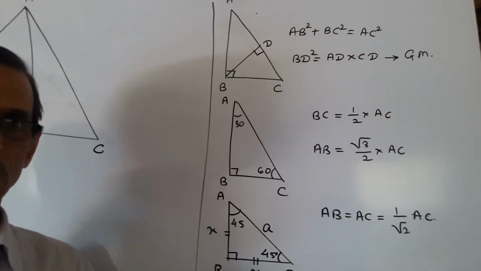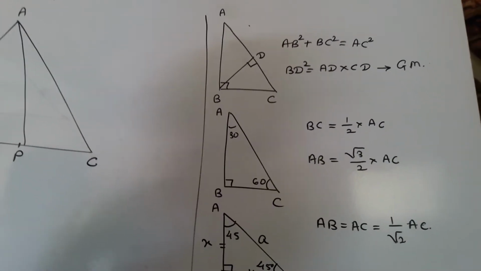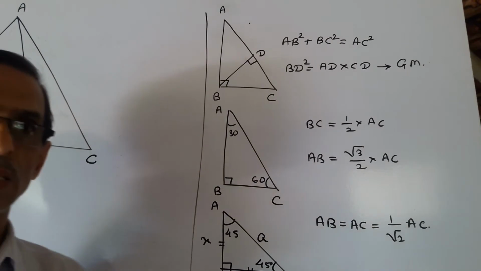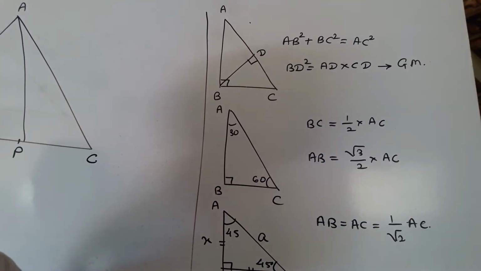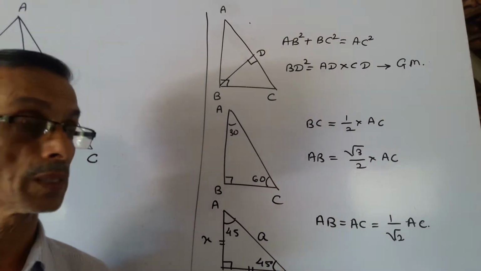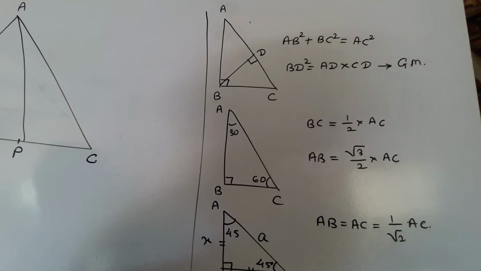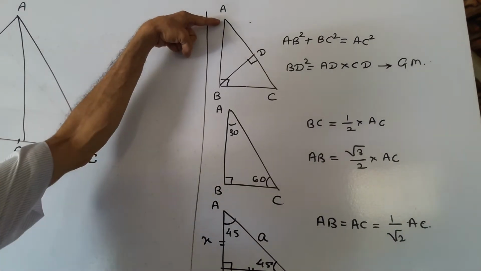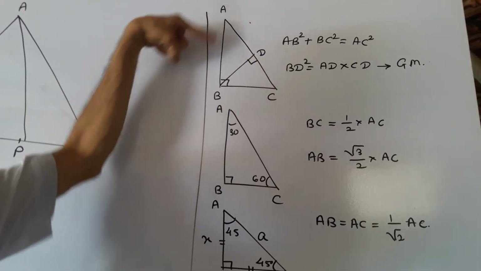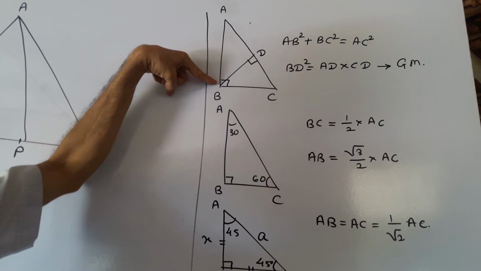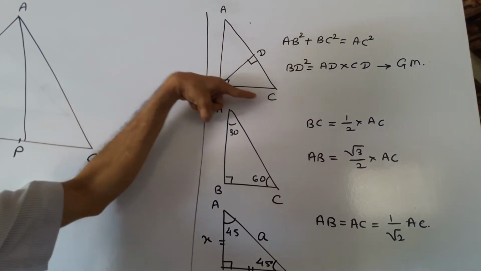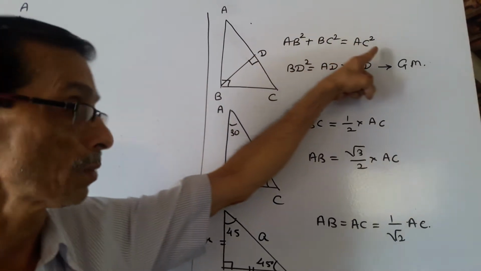Take geometry, Pythagoras theorem. We have come nearly to the end of this chapter, and very few sums remain to be solved. Before that, let's once again recap what we have studied in this chapter. The very important theorem is Pythagoras theorem, regarding right angle triangle. Suppose ABC is a right angle triangle, angle B 90 degree, then AB square plus BC square equal to AC square, and this is known as Pythagoras theorem.